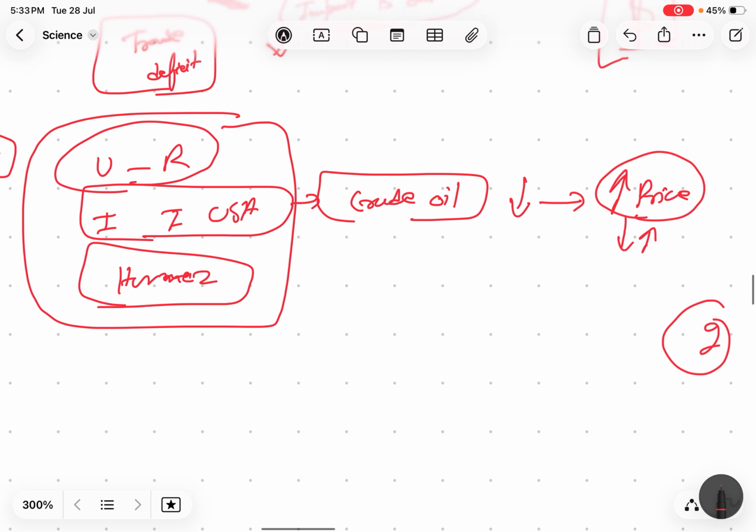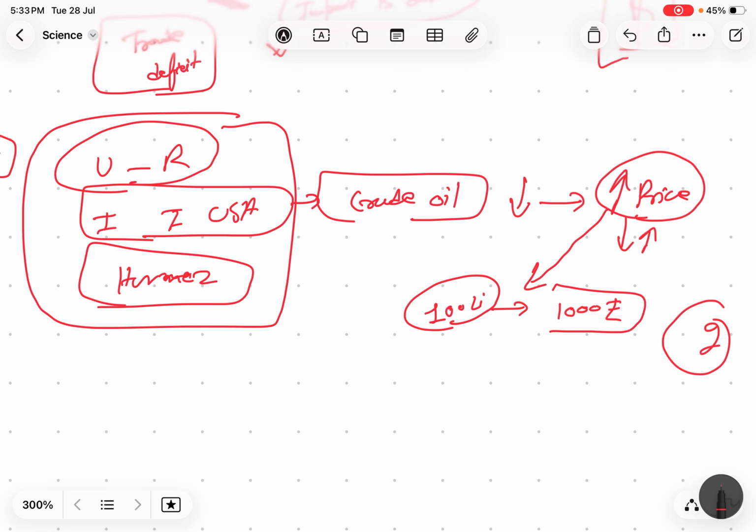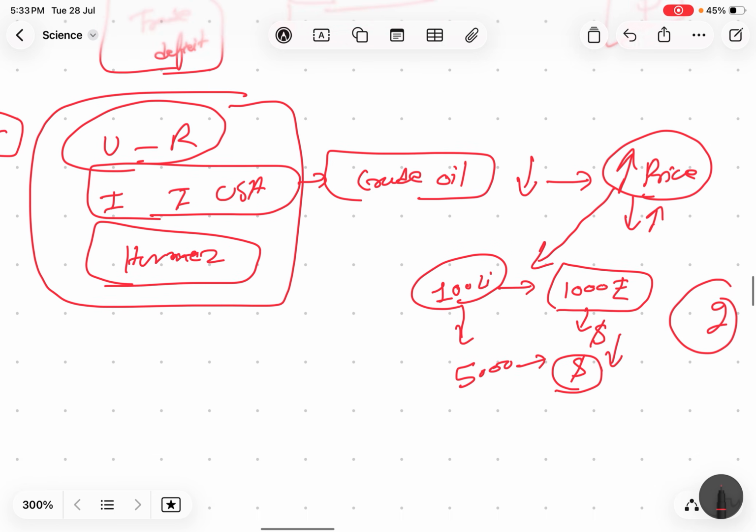For example, earlier a particular person from India used to buy 100 liters of oil from the Middle East for only, say, 1,000 rupees. He converts these rupees into dollars, because we buy crude oil in dollars. Now that same amount of oil costs 5,000 rupees, and when you convert into dollars, it means a larger value of dollars is now being spent for the same amount.